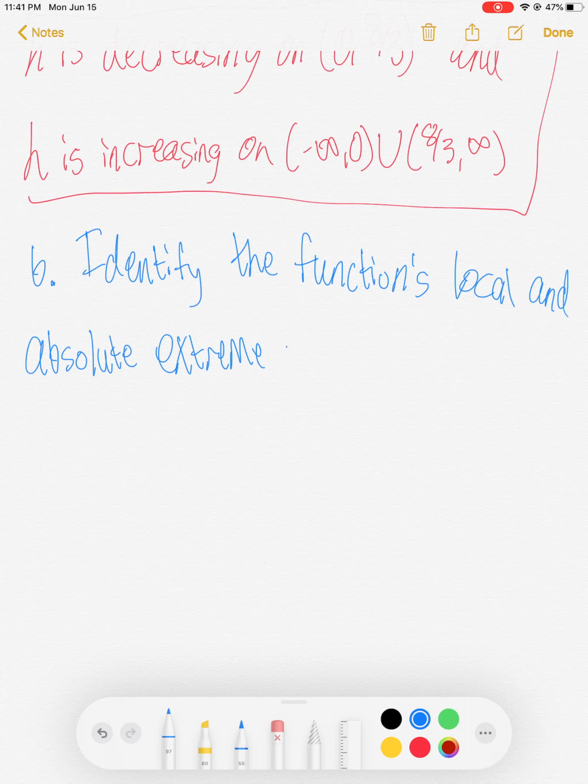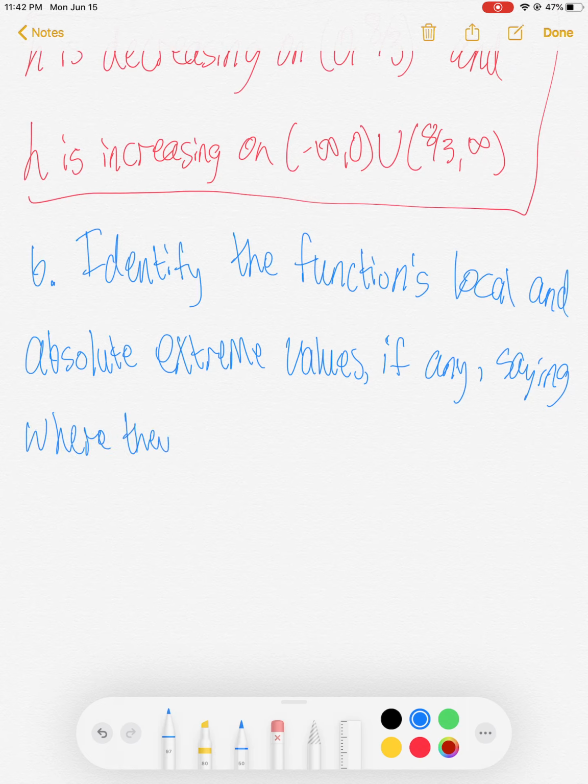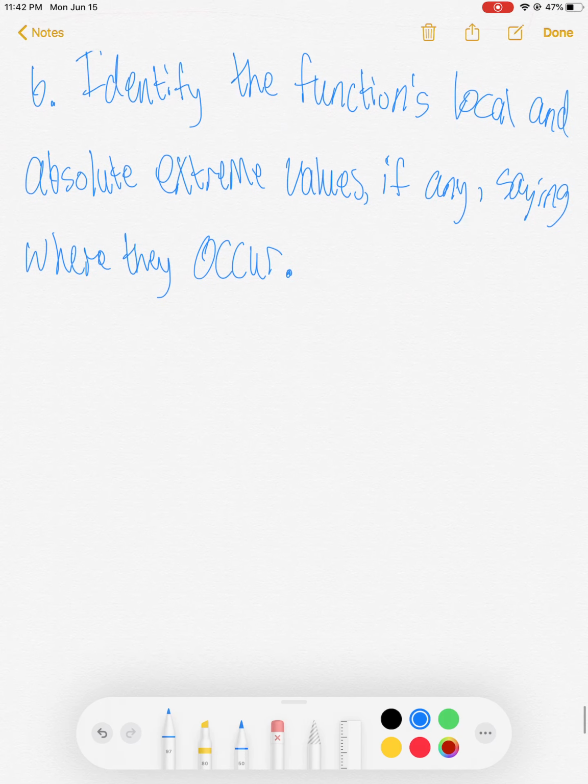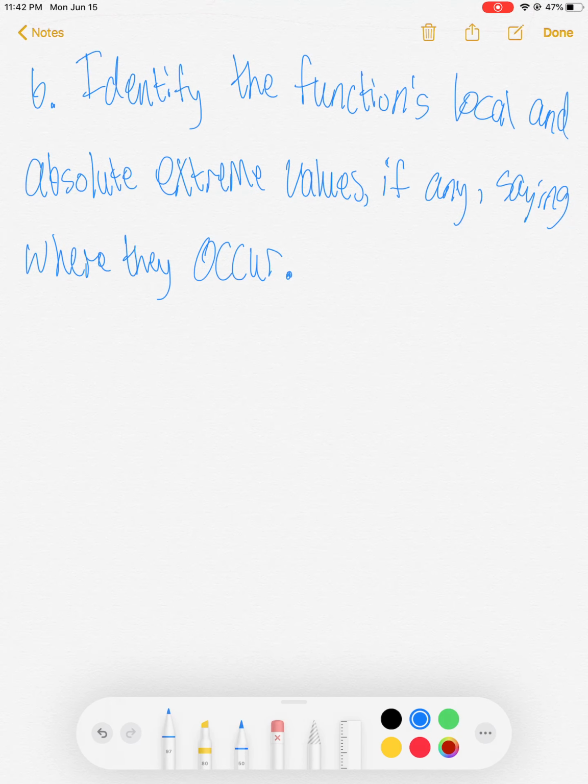Now let's move on to part B and identify the function's local and absolute extreme values, if any. Remember, it is possible for there not to be local or absolute maxes and mins, if any, saying where they occur.